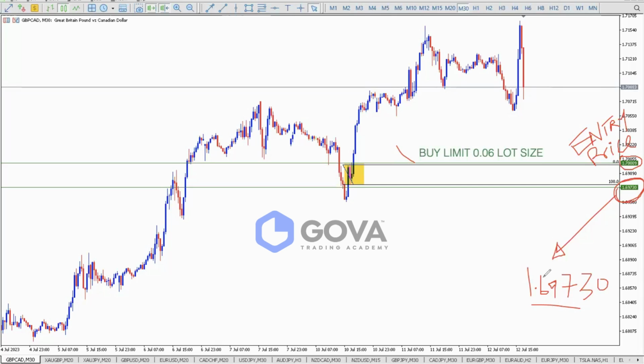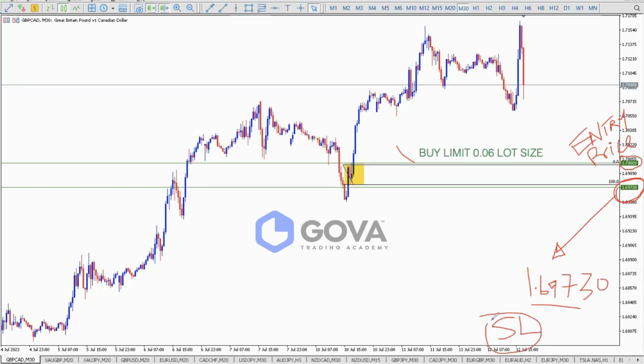So that is it. This is the stop loss, SL. That is the figure for the stop loss. And then when you are done, you click on the trade and enter the trade pending order.